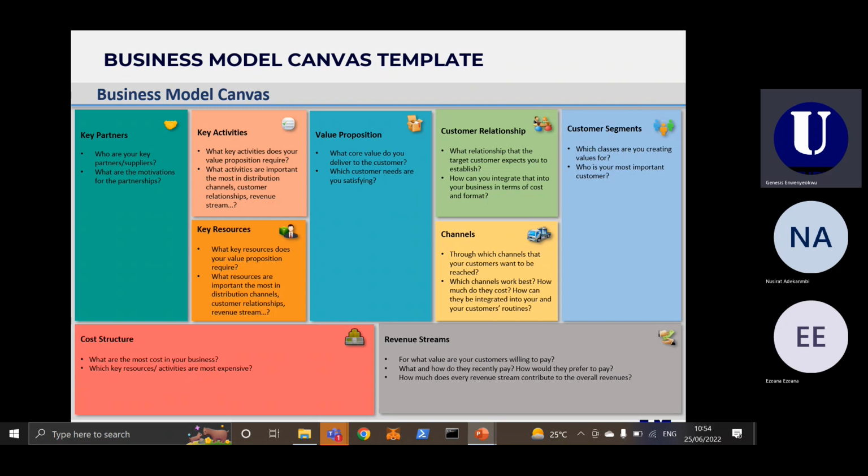So what are your customer segments? One, your customer segment will be probably people, number 1 customer segment will be those who are working remotely. They're number 1 customer segment.